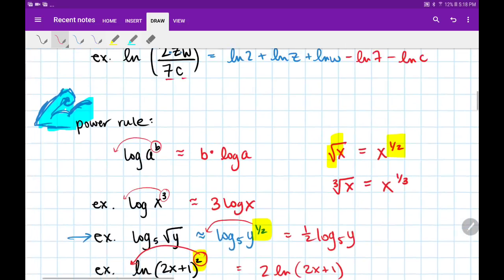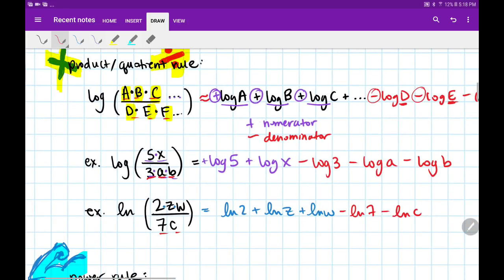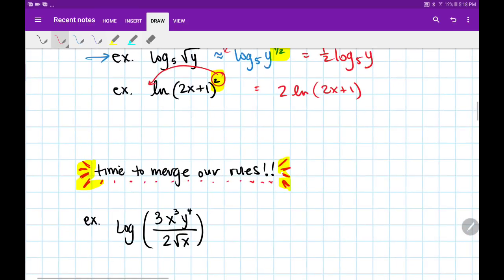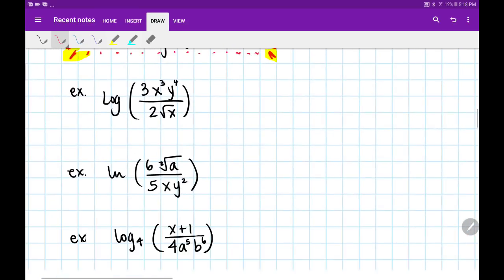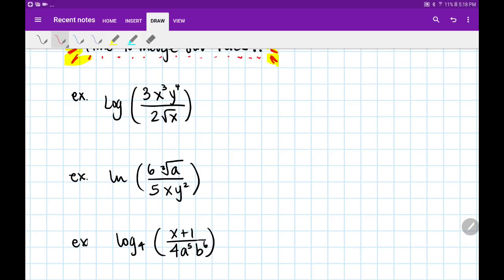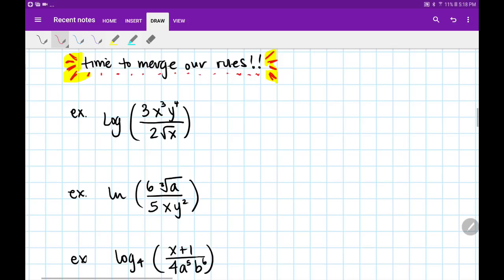Now that we have our power rule as well as our product and quotient rule, I'm going to combine them. Let's merge our rules. See if you can follow the logic, okay? I'm not going to tell you what I'm doing at first, but I want to see if you can identify the pattern. So, our top example here, the answer is going to be, if I expand this, it's going to be log, let me use a different color. Since I'm in the numerator, I'll use blue. Okay, log 3 plus, because I'm in the numerator, now I'm dealing with x cubed. That's going to be 3 log x plus 4 log y.